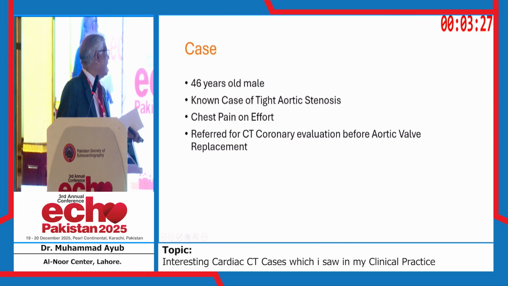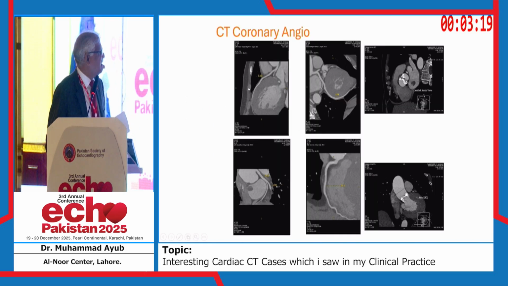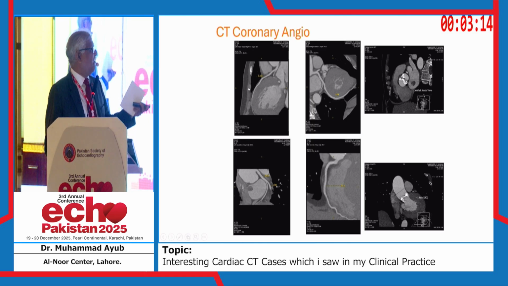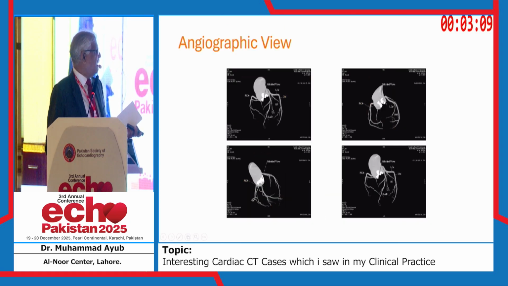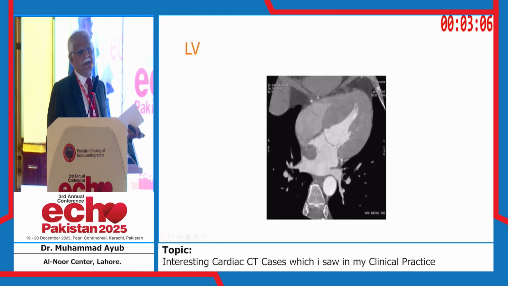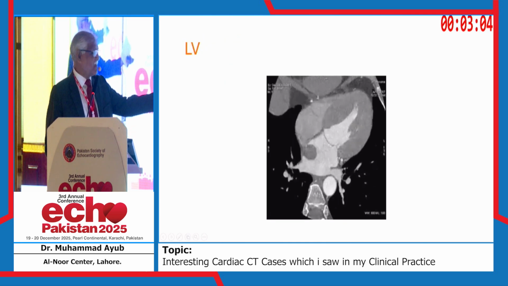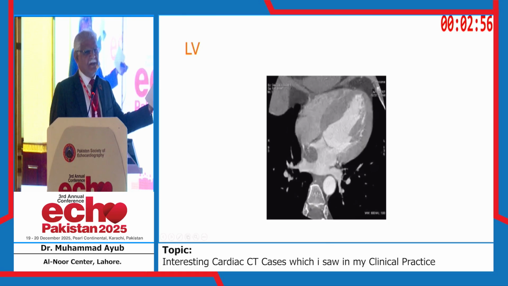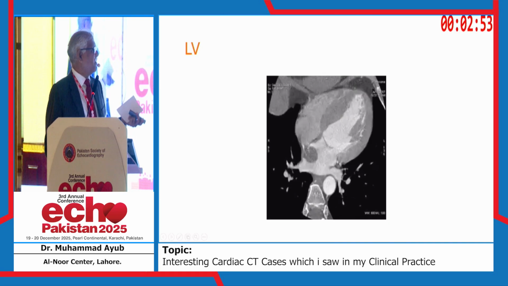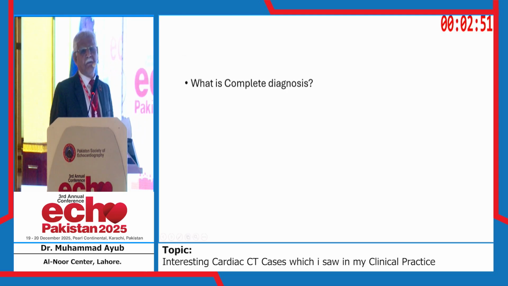Another case: a 44-year-old male, a known case of tight aortic stenosis, who underwent cardiac CT before valve replacement. Coronaries were normal. The valve was bicuspid and highly calcified. But interestingly, on CT we discovered a big mass attached to the interatrial septum. And this was missed in the previous echocardiogram.